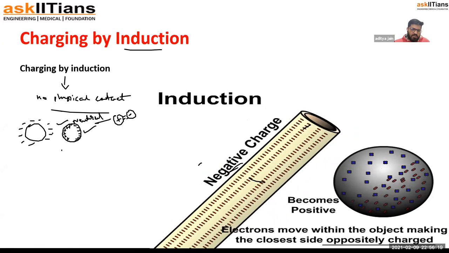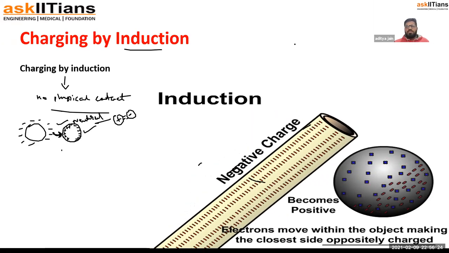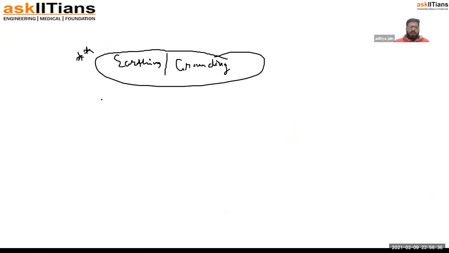We have induced charge on this body. Now there is a process known as earthing or grounding. This is very, very important. What do you mean by earthing or grounding? Whenever we connect any body to the earth, this is the symbol for grounding, you are just connecting a body to the earth. Then that body is said to be earthed or grounded. So earthing or grounding is the process in which you connect any body to the mother earth.